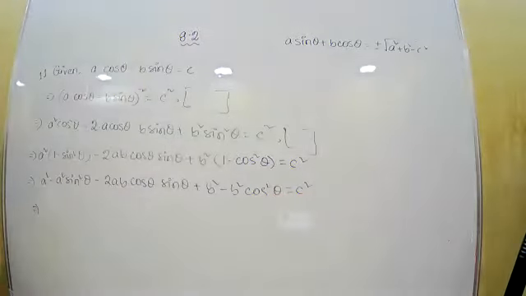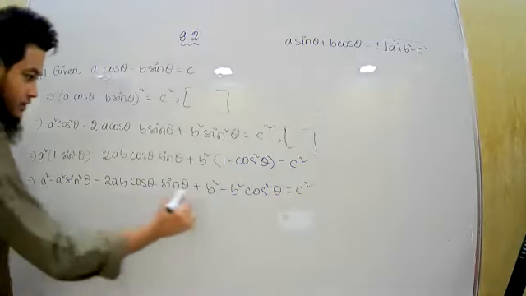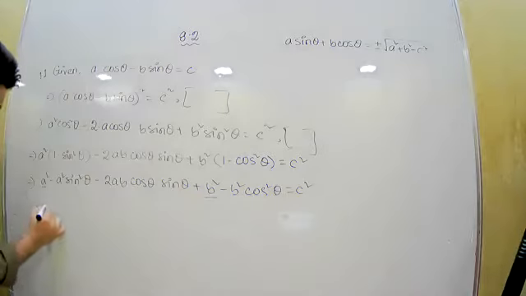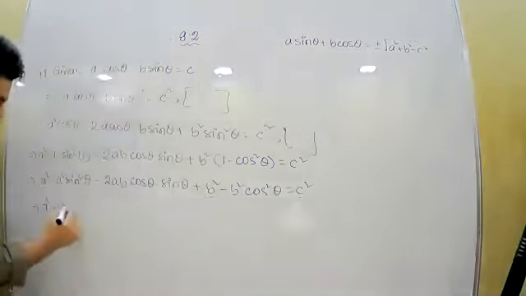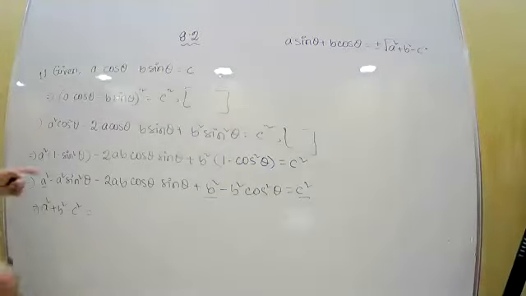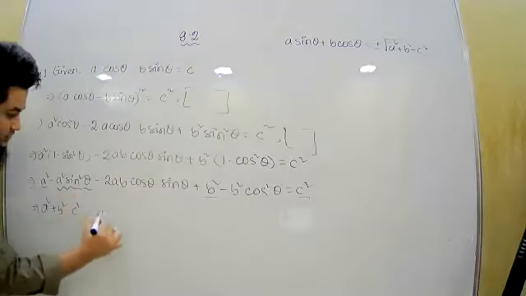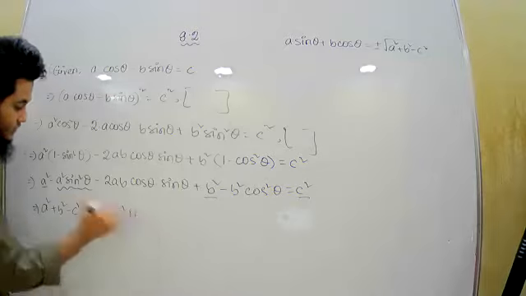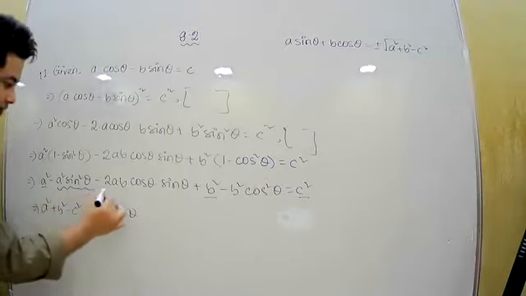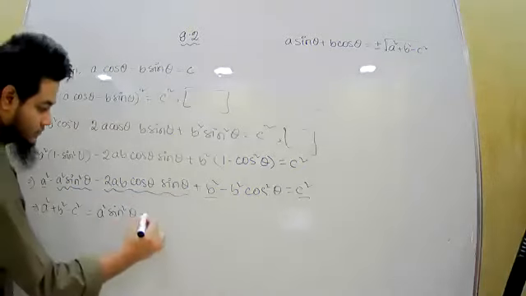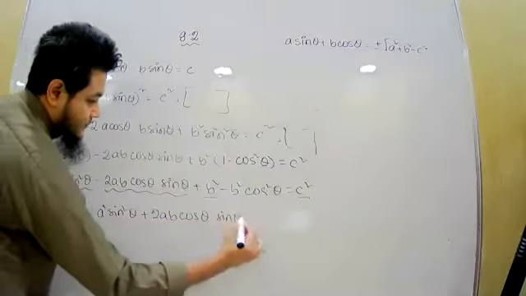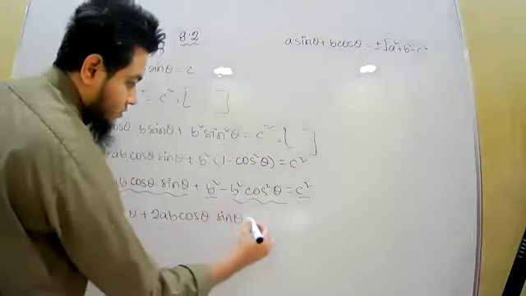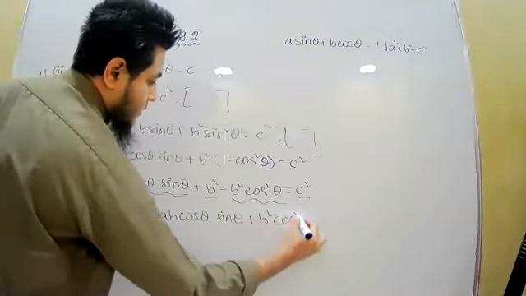So what we will do now, let this a square, b square stay in the left hand side only, a square plus b square, and if I change the side of c square, then it will be minus c square. Now we will take everything else on the right hand side. That means this a square sin square theta, if I change the side, it will be minus a square sin square theta, minus will become plus. Then 2ab cos theta sin theta will become plus 2ab cos theta into sin theta. Then this one, b square cos square theta, will also become plus b square cos square theta.